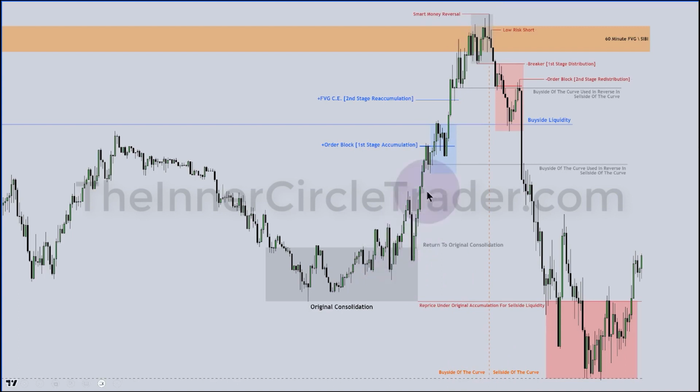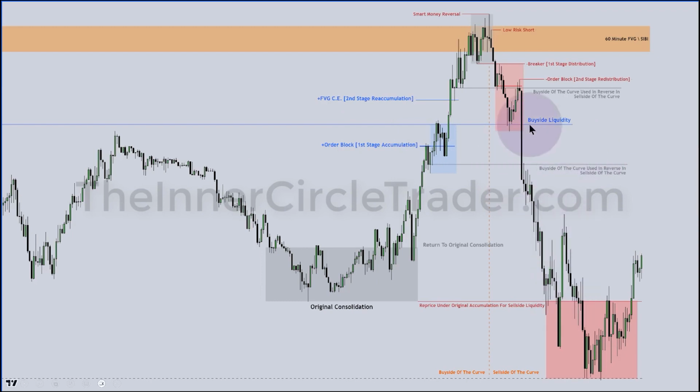That means everything leading to buy side delivery. Now on the right side is what? The sell side of the curve. That means we're in sell side delivery. What is sell side delivery going to be aiming for? The original consolidation low. Why? Because it wants to reprice under the original accumulation for sell side liquidity, the stops that are resting below here. For traders that rode this up, they're married to the idea it's going to the moon, Bitcoin 100,000, that type of mentality. Eventually it drops and goes and attacks them.